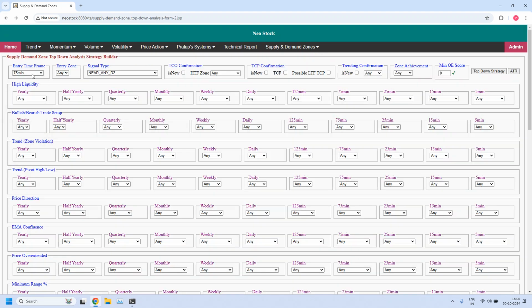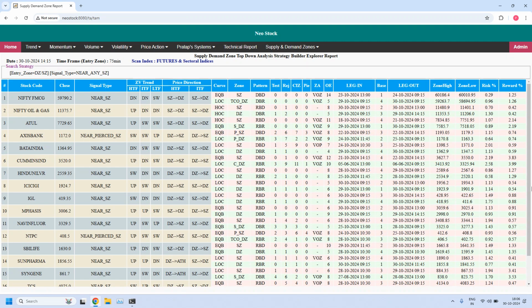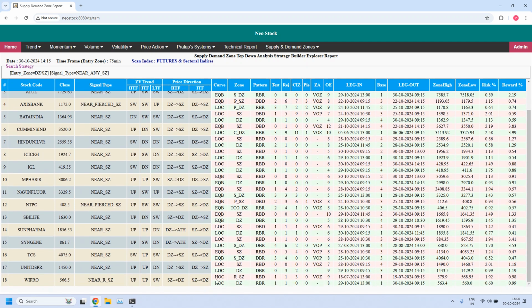Okay, next, for 75 minutes time frame, let's find the stocks near 75 minutes supply zone. So total 18 stocks are filtered. Let's identify any high liquidity supply zones from this list. So far we don't have any high liquidity. So we have only one high liquidity supply zone from the 75 minutes time frame.